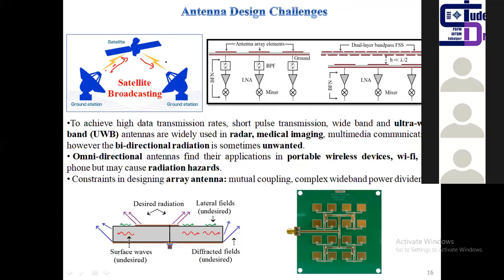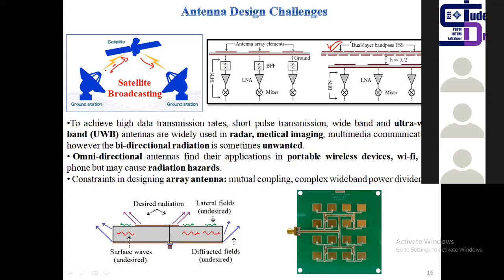For this kind of arrangement or communication, sometimes we use an array antenna. In the array antenna, the problem is that for every antenna element, we have a low noise amplifier and a bandpass filter, that is BPF. Instead of that, we can minimize this whole structure by removing all the bandpass filters and placing one FSS above the antennas, which can work as a bandpass filter.